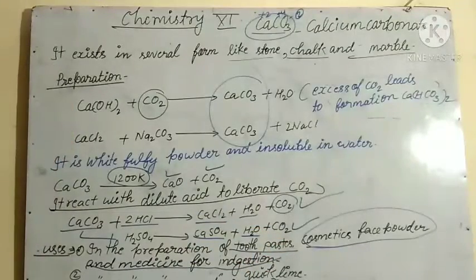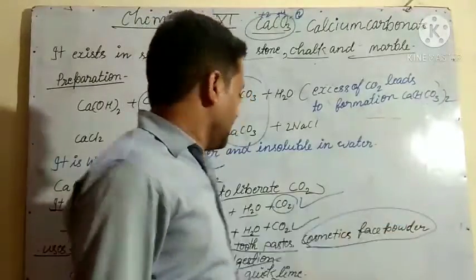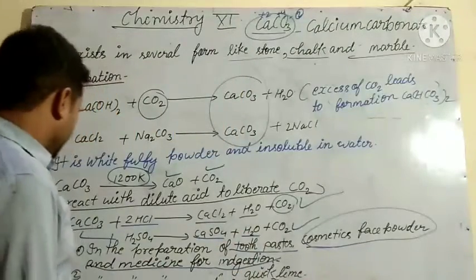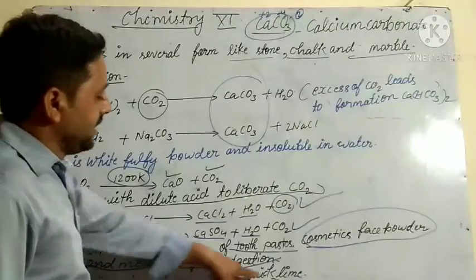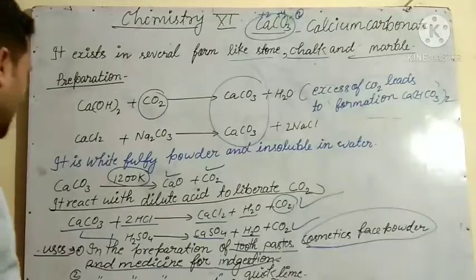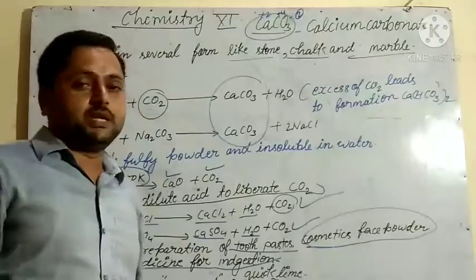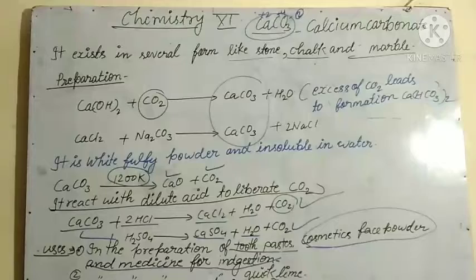Next, uses. In the preparation of toothpaste, cosmetics, face powder and medicine for ingestion. It is used in the manufacture or preparation of quicklime, as a welding material, and in the manufacture of cement, glass and washing soda. So these are the points about calcium carbonate.